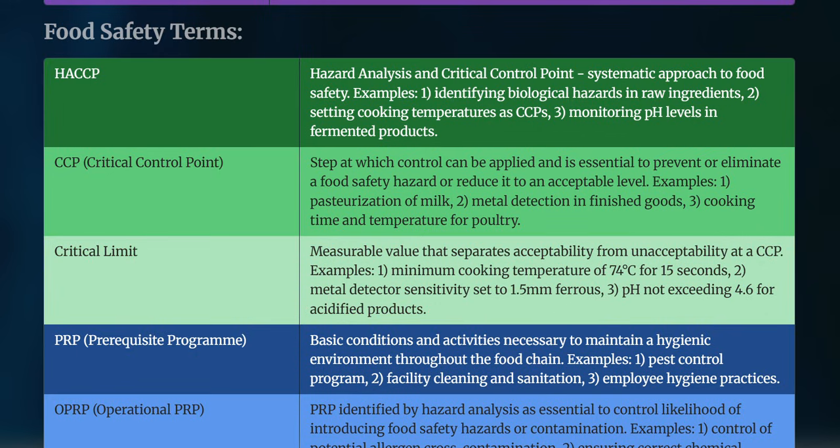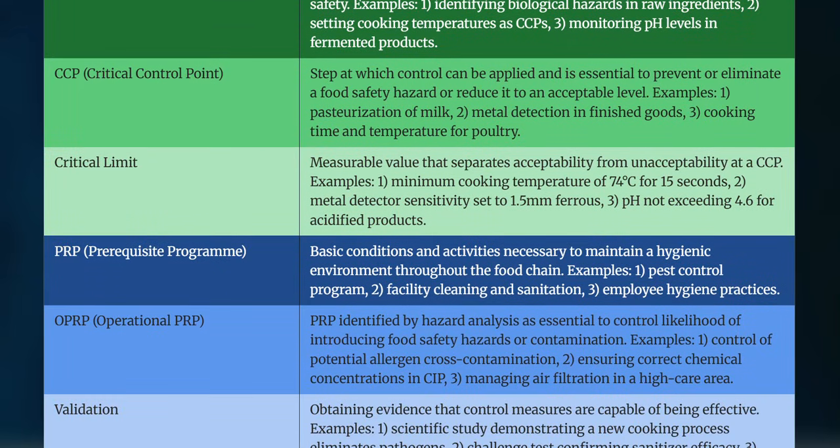In food safety terms, you will also hear about PRP. PRP in our context of food safety means prerequisite programs, which are basic conditions and activities necessary to maintain a hygienic environment throughout the food chain. Examples of PRP: pest control program, facility cleaning and sanitation, or employee hygiene practices. All these things are called PRP, and mainly, we have around 10 essential PRPs.